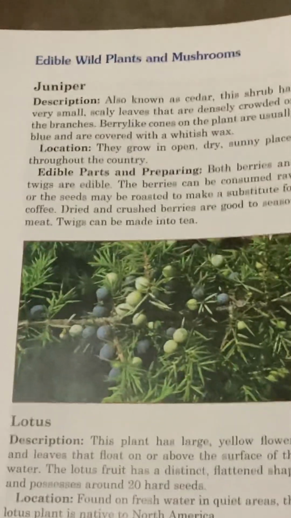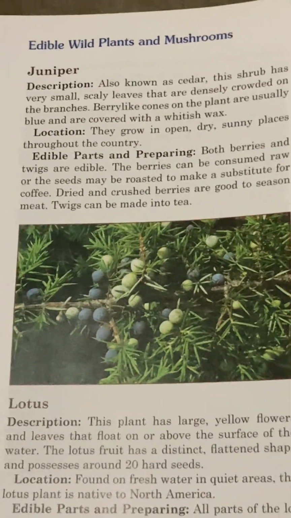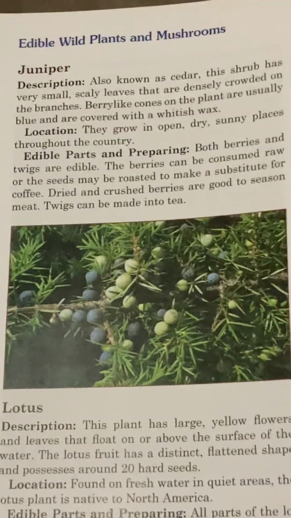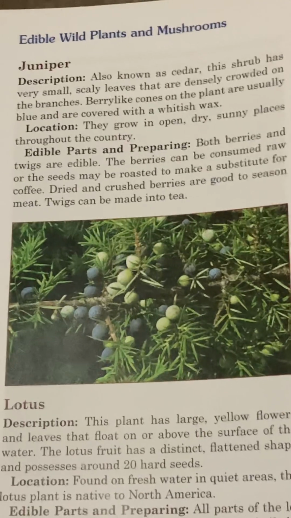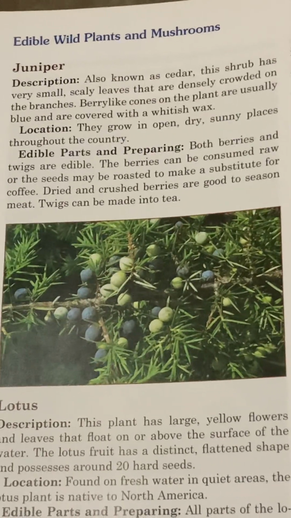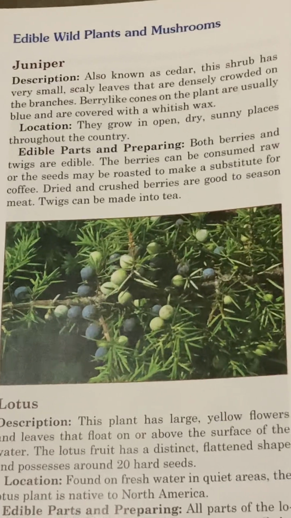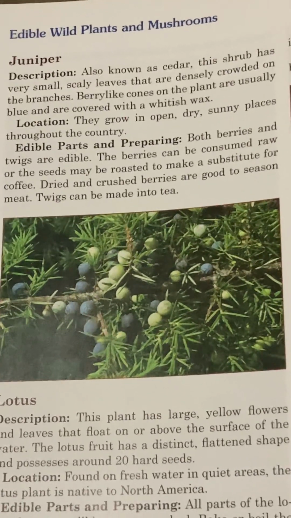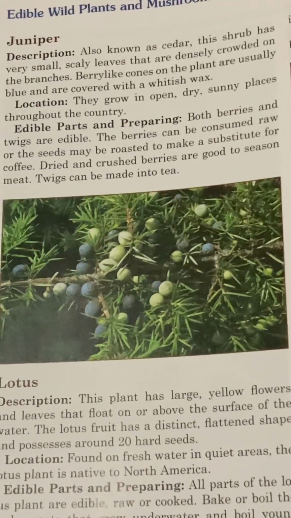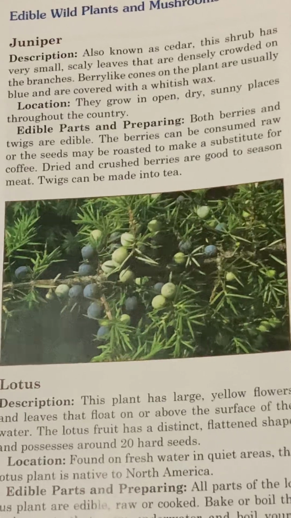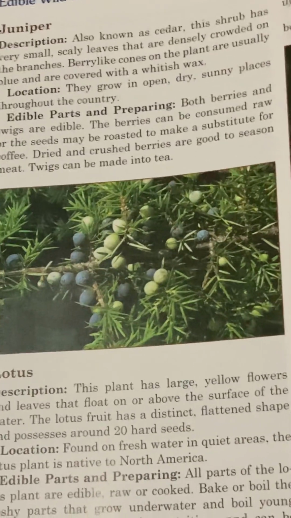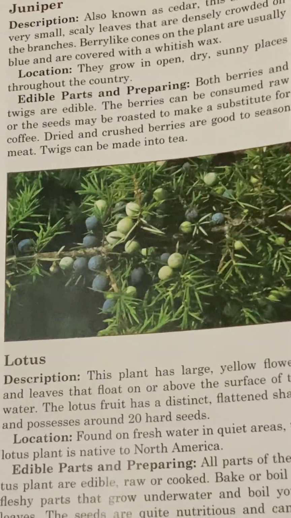Homesteading, page 176. Edible wild plants and mushrooms. Juniper. Description. Also known as cedar. This shrub has very small, scaly leaves that are densely crowded on the branches. Berry-like cones on the plant are usually blue and are covered with a whitish wax.